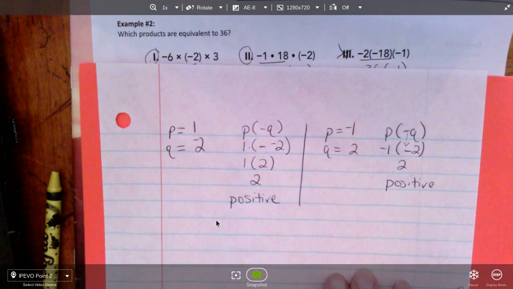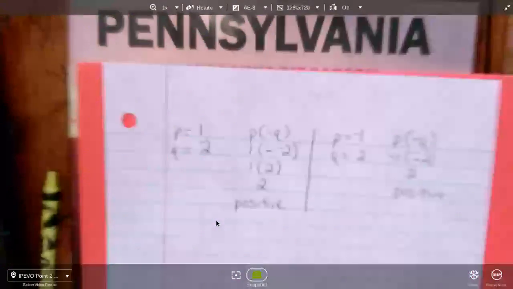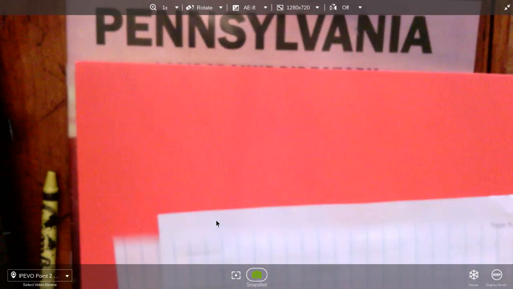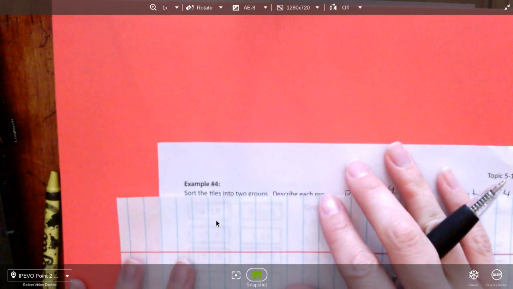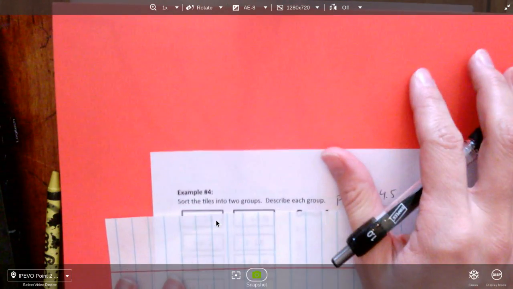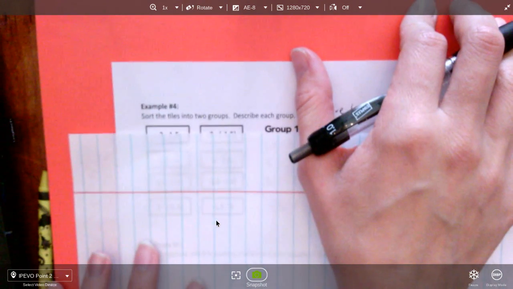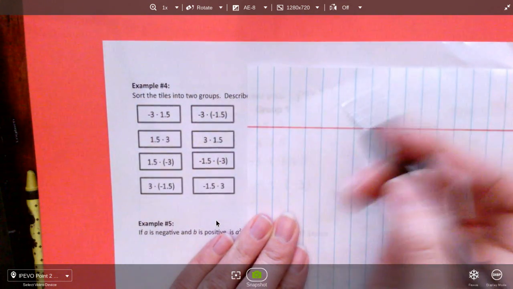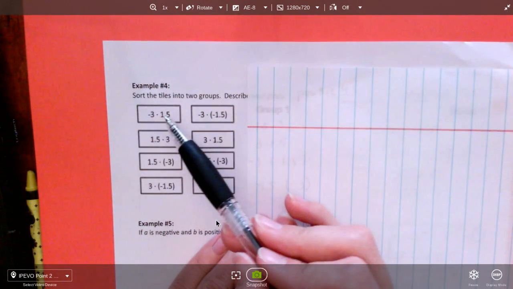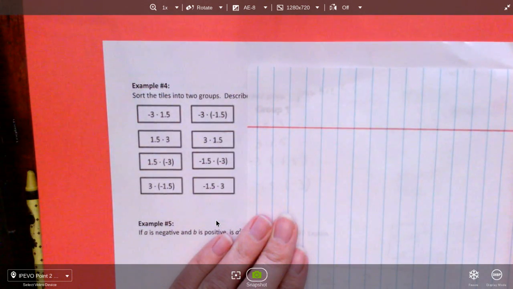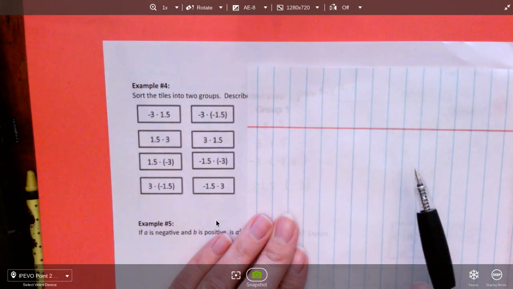All right, so we're going to turn the paper over. And on the back, they're asking us again to sort these tiles into 2 groups. If we look at all of these tiles, they all have a 3 and a 1 and 5/10 in there, and then some are positive, some are negative.